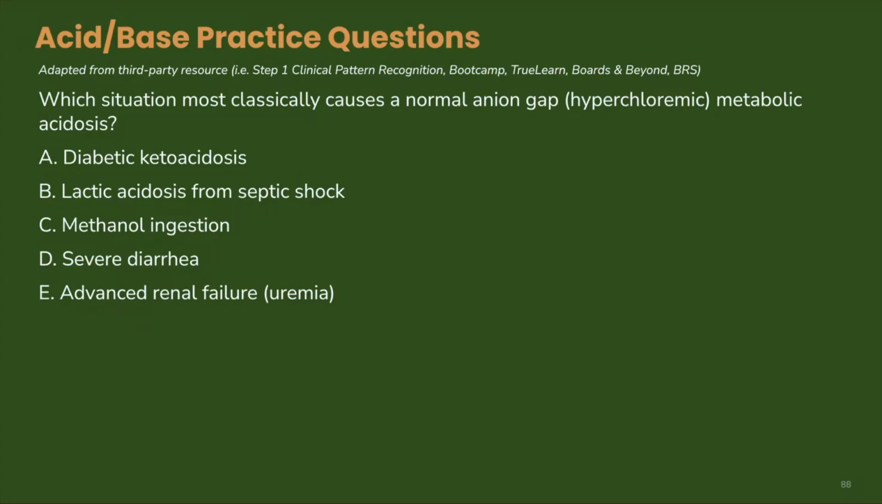Which situation most classically causes a normal anion gap? Hyperchloremic metabolic acidosis. I'll let you take a second to answer this. Okay, and the answer here is D, severe diarrhea. This is a classic case.